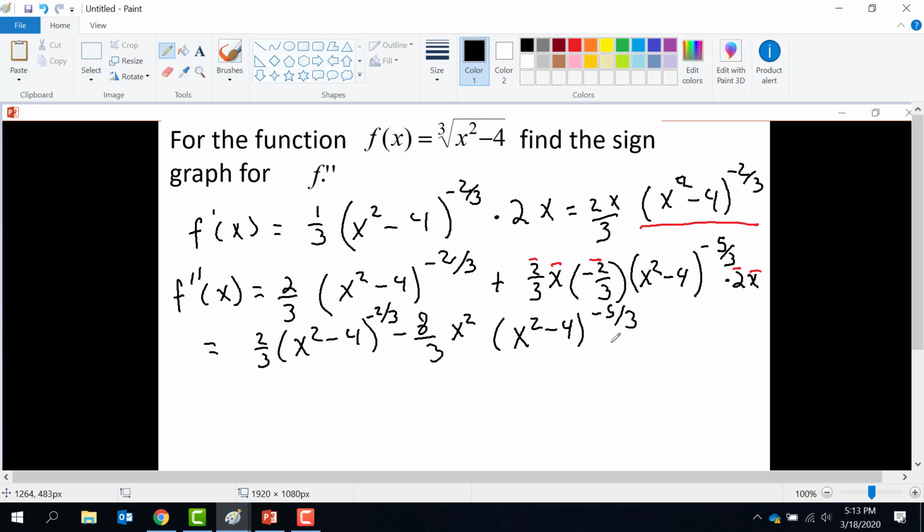Now we're going to do something that's a little different than what you may have done in your algebra classes. You can see that there is a common base or a common factor, and to be consistent with what you did in your other classes, you would always factor out the greatest common factor, which would be the smallest exponent that was common to both of them. And so the smallest here would be this negative 5/3. And so we are going to factor out the x squared minus 4 to the negative 5/3.